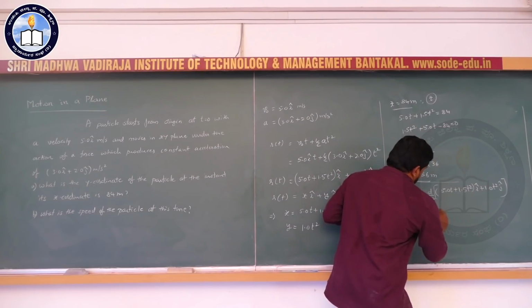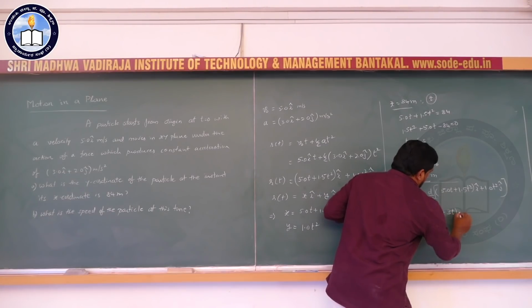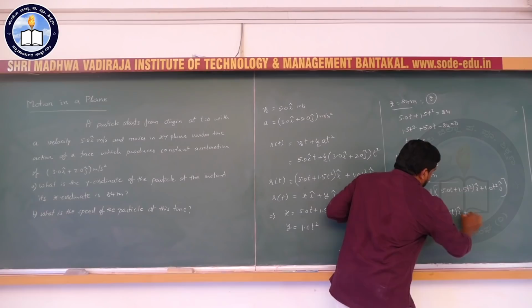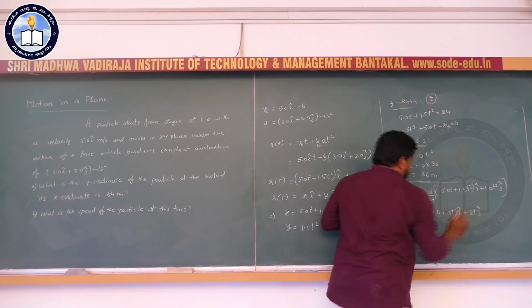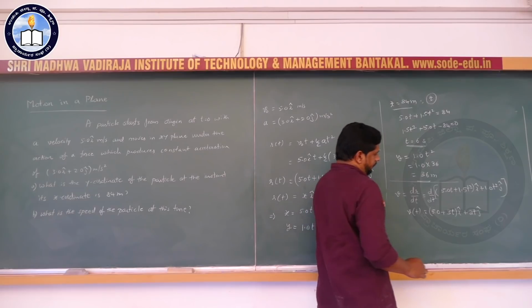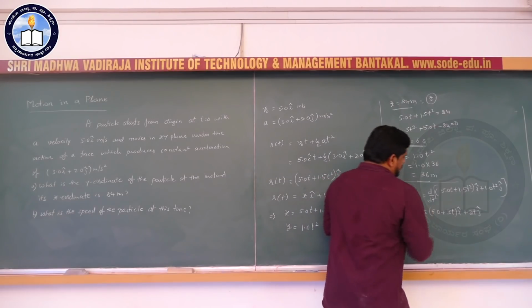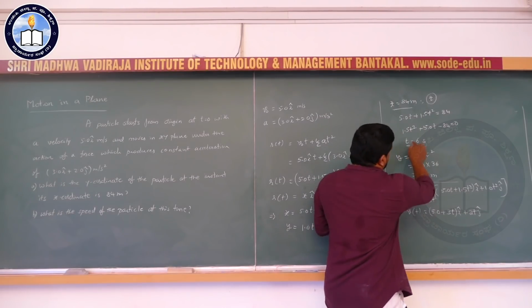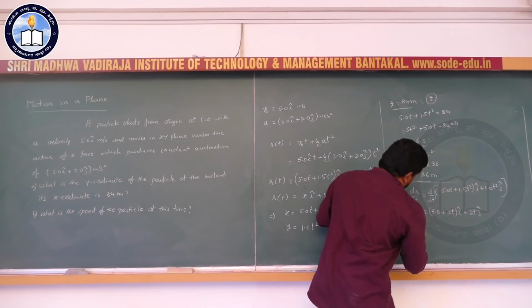So, this is equal to 5.0 plus 1.5 t square, that is 2 into 1.5, 3 t, into i cap plus 1.0 into t square, that is 2 t into j cap. So, this is what V of t is. Now, t we know that it is 6 seconds.